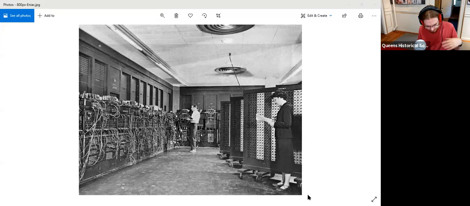So I would love to have talked to someone who has worked in these room-sized vacuum tube computers, because I'd love to know how hot these rooms must have been.